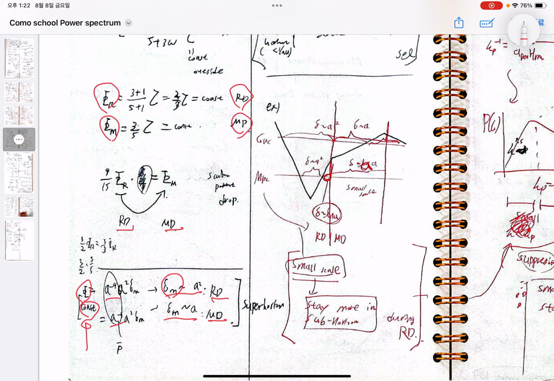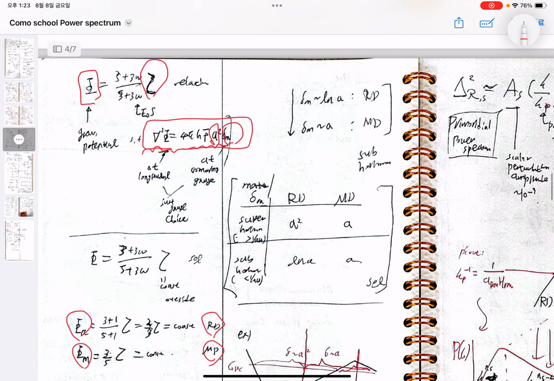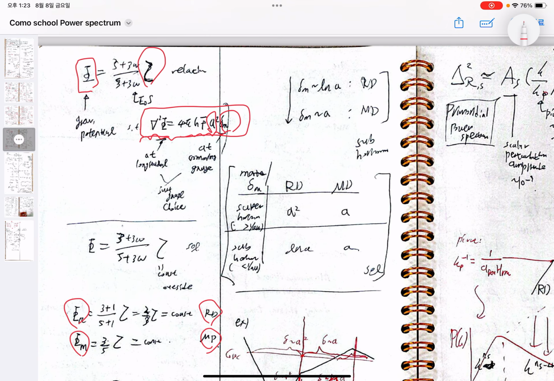This is the case of the super-horizon, when the gravitational potential becomes constant. We can also calculate the sub-horizon case. This requires solving the equation of motion for the density fluctuation. So here is the result: how the matter perturbation delta M evolves for each era, radiation-dominant and matter-dominant. For the super-horizon case, delta M is proportional to a for the matter-dominant case.